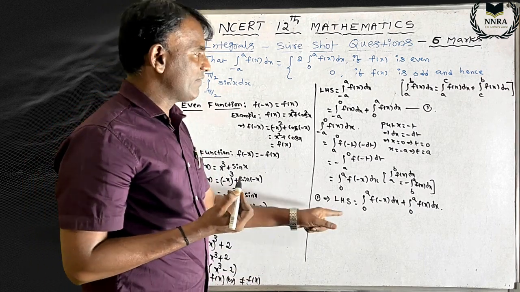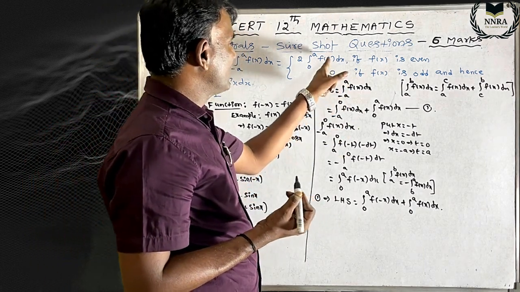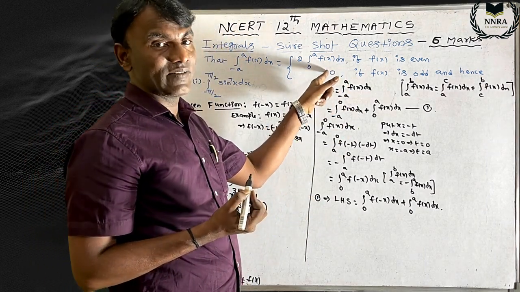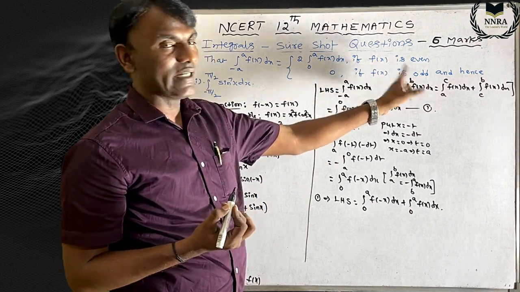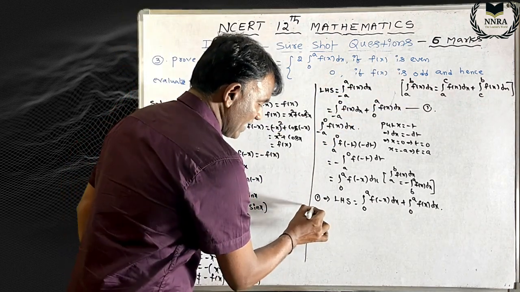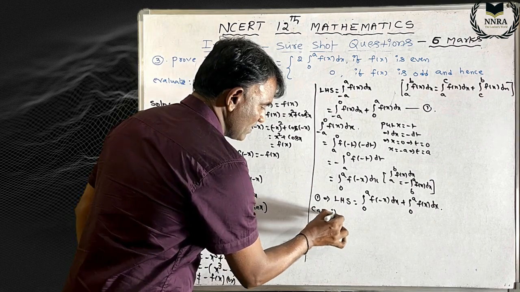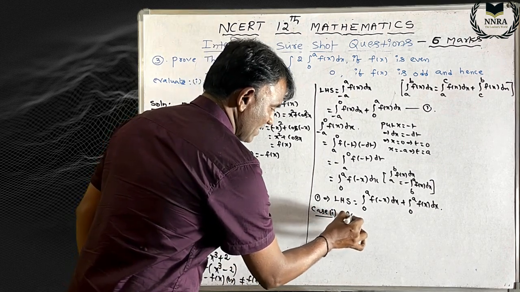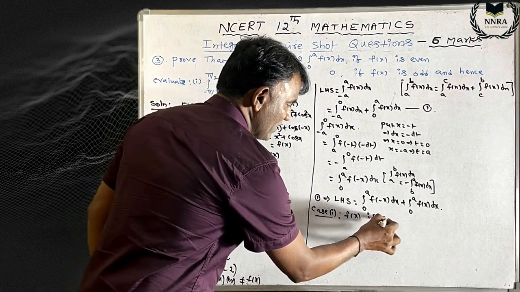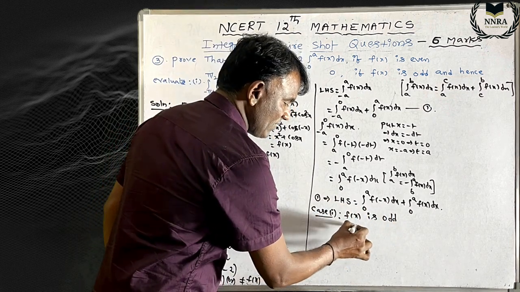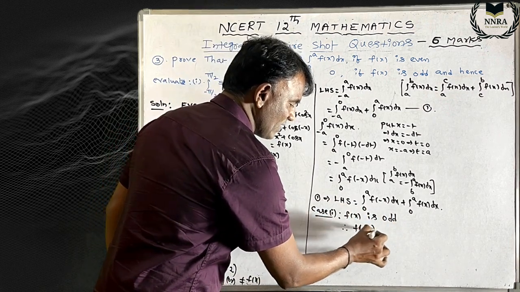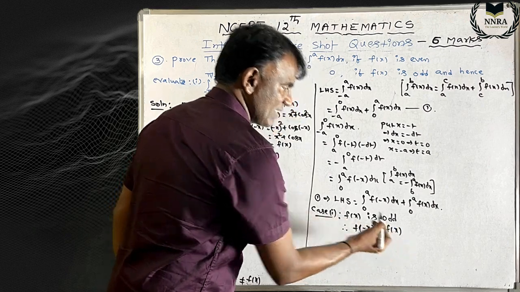After this, there are two cases for the right hand side value of the given statement. One is about an even function, another is about an odd function. Now take f of x as an even function. What is the meaning of that? Therefore, f of minus x equals f of x.